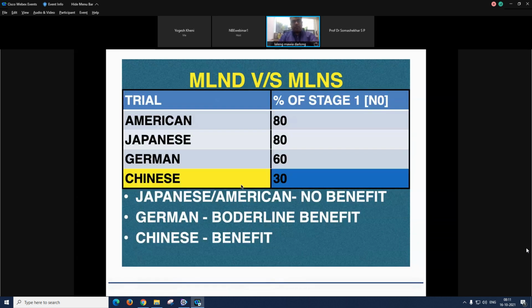Again, if you compare the whole study from all over the globe, the percentage of cases they had: 80% of them were clinically truly stage 1, that is N0. Japanese, 80% truly stage 1, N0. German was borderline, 60%. Chinese had the least stage 1 N0, more towards stage 3A. The Chinese found benefit of doing a mediastinal lymph node dissection in terms of survival.